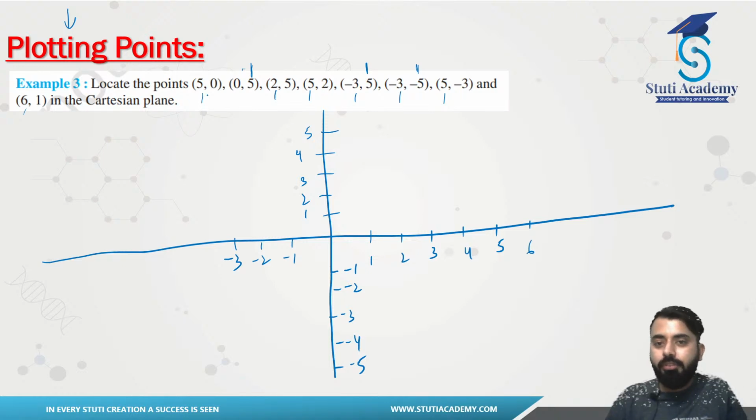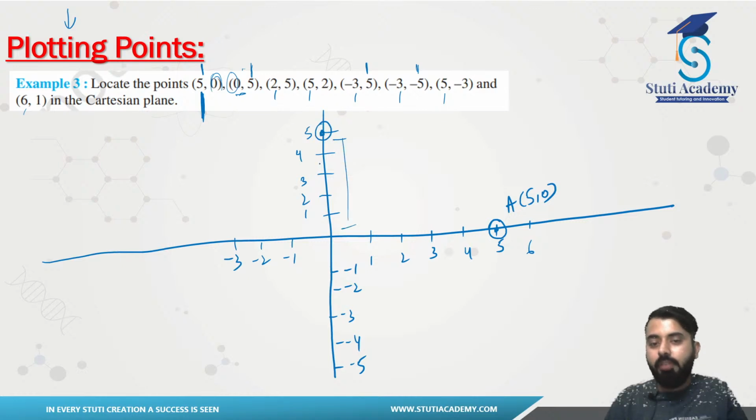So our first coordinate is (5, 0). We have x, we don't have any y. So that means this point will be lying on the axis. Horizontal distance 5 should be here. We don't have any y, so it will be this point. Let's say this is point A, which is (5, 0). Now we have (0, 5). x is 0, y is 5, so it should be here. Vertical distance is 5, horizontal distance is not there. Let's say this is point B, which is (0, 5).